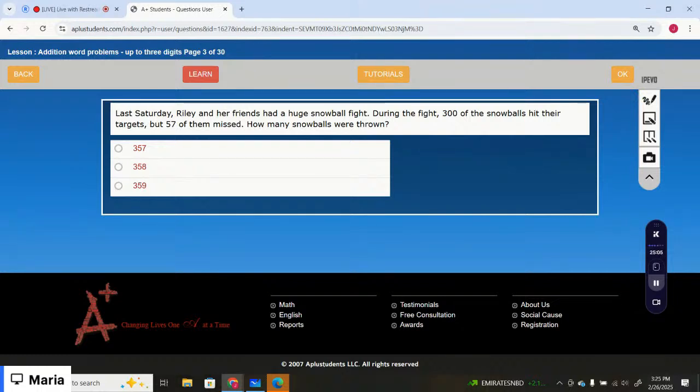Last Saturday, Rayleigh and her friends had a huge snowball fight. During the fight, 300 of the snowballs hit their targets and 57 of them missed. How many snowballs were thrown? So, which is the correct option?